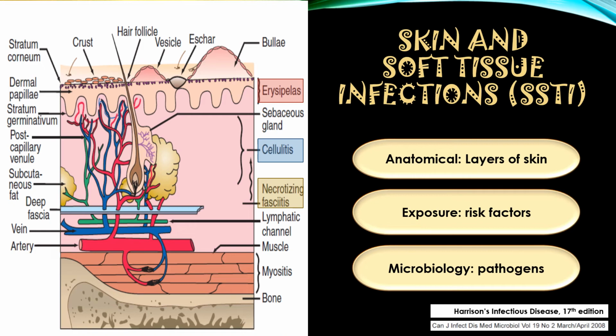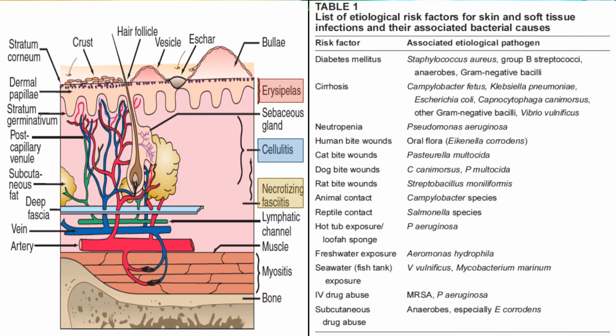Next, we will guess the pathogen by the risk factors or exposure history of the patient, like diabetes, cirrhosis, neutropenia, or animal bite. We can know the common pathogen from this table. The classic is Streptococcus, and when the patient is exposed to seawater, we will suggest the cause is Vibrio vulnificus. And when the patient has a dog bite, the pathogen is Capnocytophaga canimorsus or Pasteurella multocida, like a cat bite.